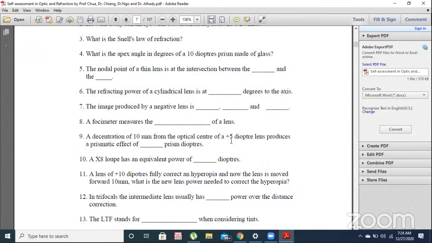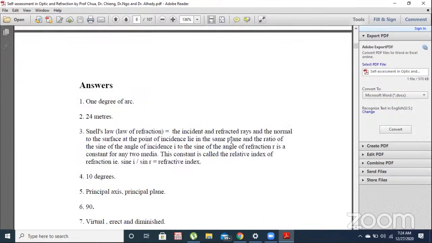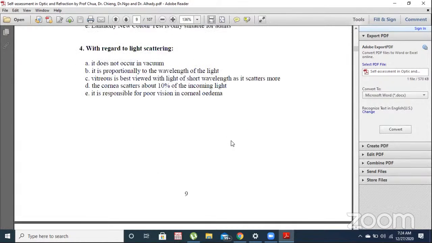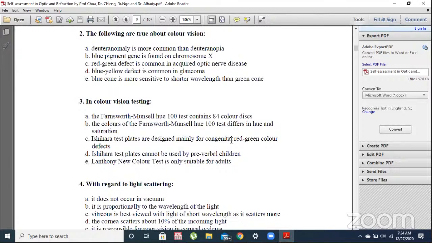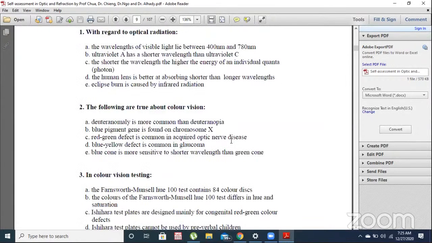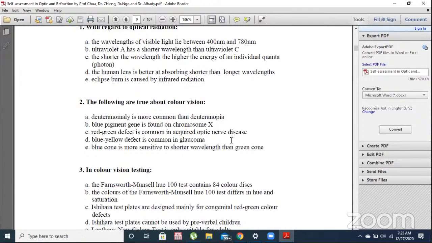The basic things are like properties of light, optical radiation. Even if you ask me these things about optical radiation, I have forgotten most of them, because every time we are going to the clinic, we are not reading the books now. So we are very familiar with the practical things, but most of these theoretical things are forgotten.